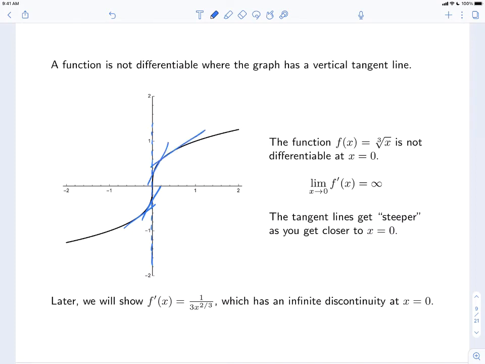But the fact that there's a vertical tangent line means that the slope is, you could say, infinite, but infinity is not a number. It's the idea that something is growing without bound. And in this case, the thing that is growing without bound is the derivative. The slopes of the tangent lines are growing without bound as you get closer and closer to x equals 0.